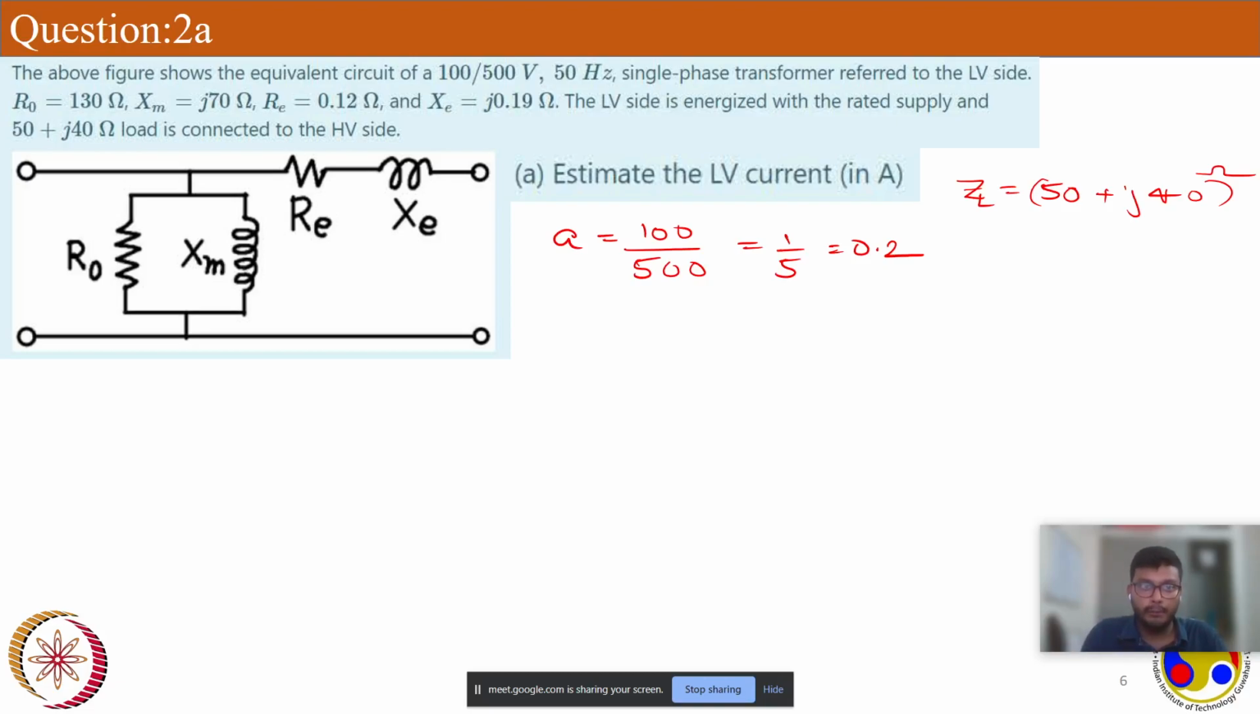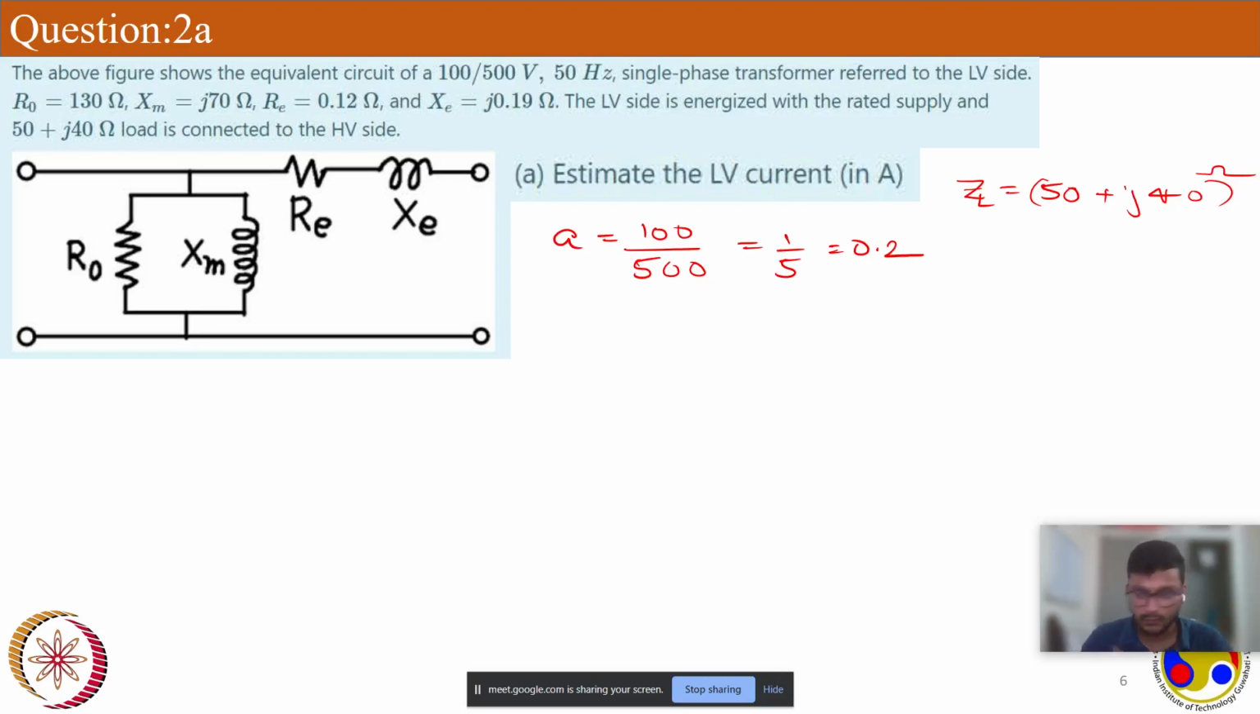But there is a load resistance that is connected on the HV side. It was given in the question: 50 plus J40 ohm, that's the impedance connected to the HV side. Now we were asked to calculate the current. It's simple, it comes down to a simple network problem. But the thing is, we have an impedance which is on the load side. Now we have to refer that to the primary side, and then we will solve the equation. It's just bringing all the equivalent parameters to a single side, so we will have a simpler network to solve.